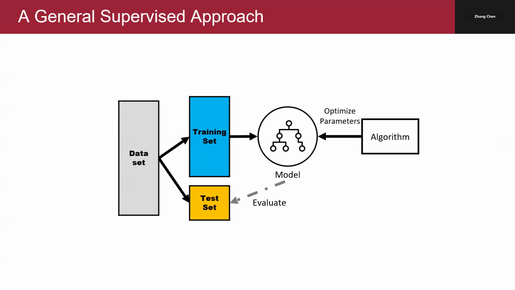I believe if you took a data mining course, you might have heard about tenfold. In tenfold, we usually split the data into 10 parts. We use 9 of them for training and the remaining one for testing, right? An algorithm applied to the training data builds a model. During training, the algorithm usually optimizes the model parameters to reduce the prediction errors, right?